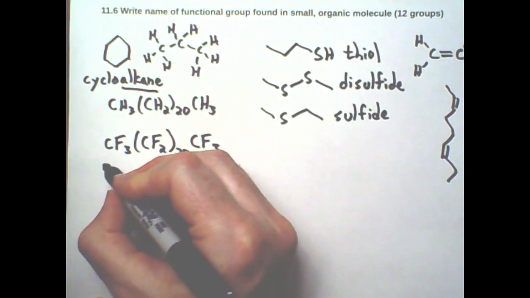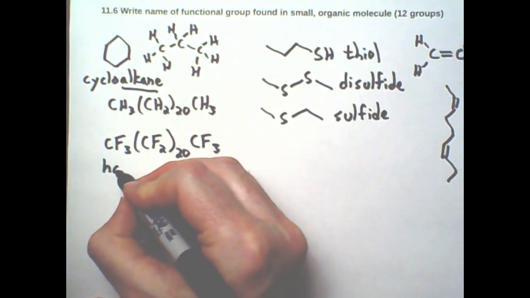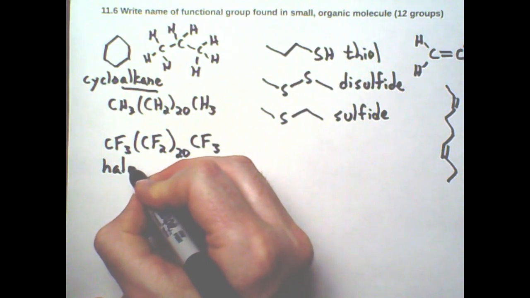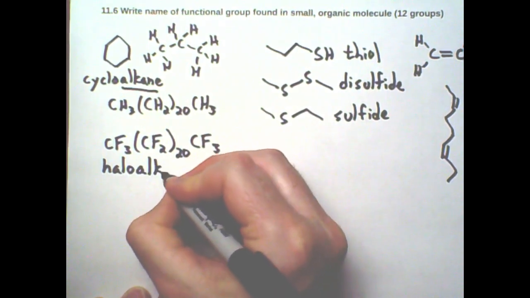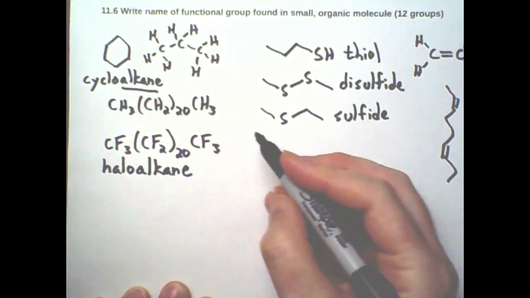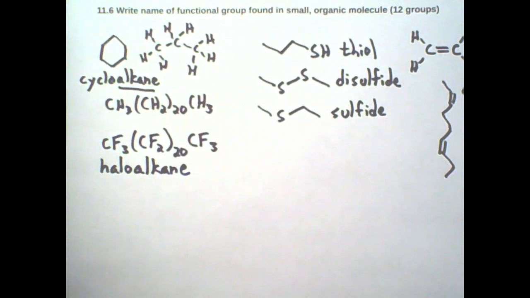This is a fluorocarbon or a halogenated alkane. In this case, it's fully halogenated. You could have molecules with just one or two halogens attached.